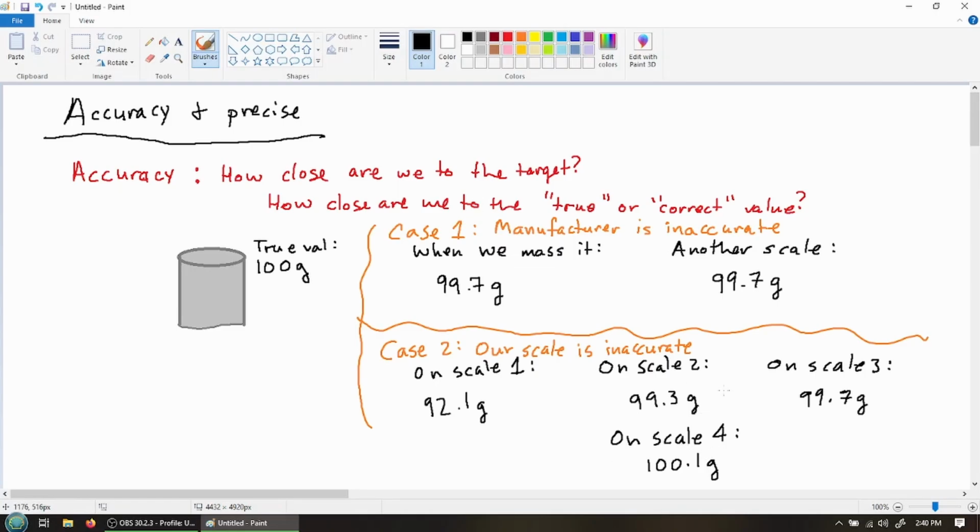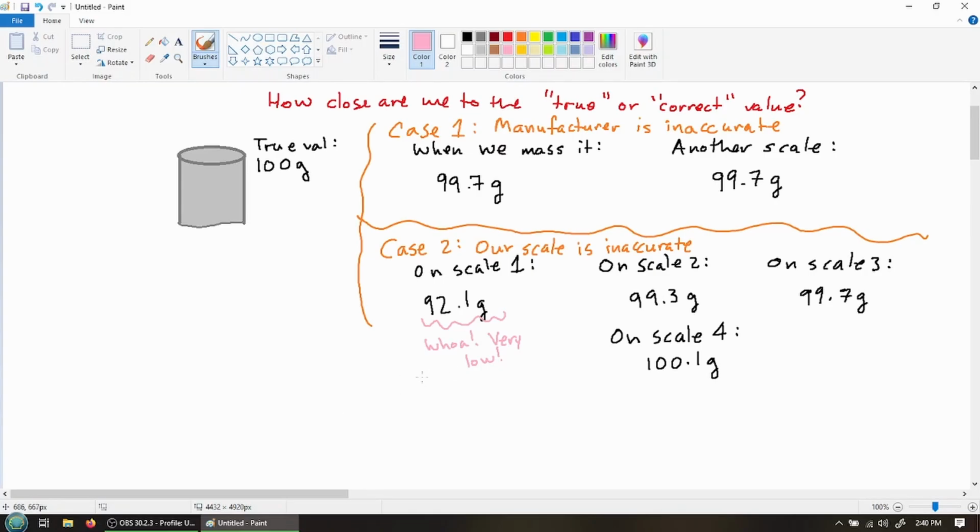They're not exactly there. Maybe there's some error on our scale, which is more likely. What I mean by that is that it's very likely that any scale has a little bit of error to it. We calibrate it to minimize that error, but it still will have some finite amount. But scale 1 gives this value that's way lower, right? So if I come up here and I say, we've got this value here, this one's very low. So what we might be able to say here is this scale specifically is inaccurate.